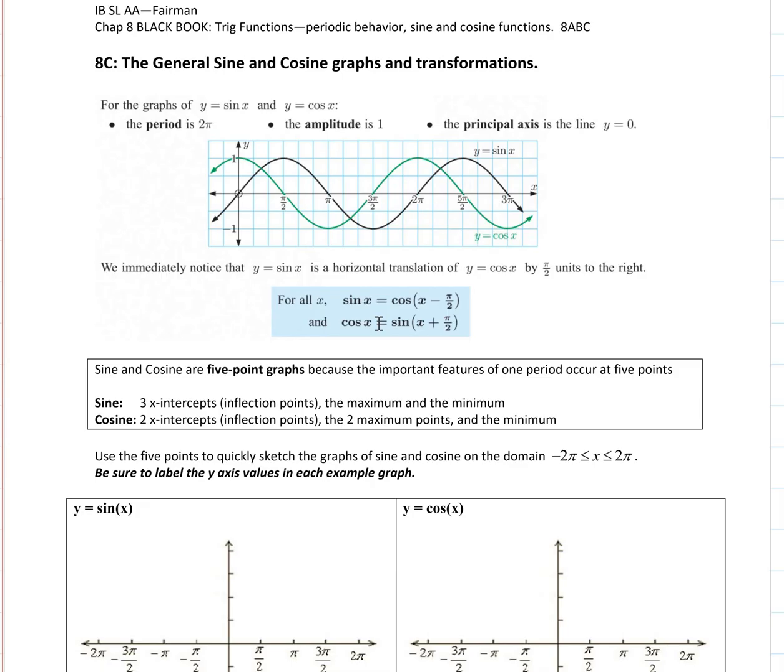Both the sine and the cosine are called 5-point graphs because the important features of one period occur at 5 points. So if you know how to graph those 5 points or find those 5 places, then you can graph any sine function and any cosine function. The sine function has 3 x-intercepts and a max and a min. Those are the 5 points. And the cosine has 2 x-intercepts and 2 maxes and 1 min.